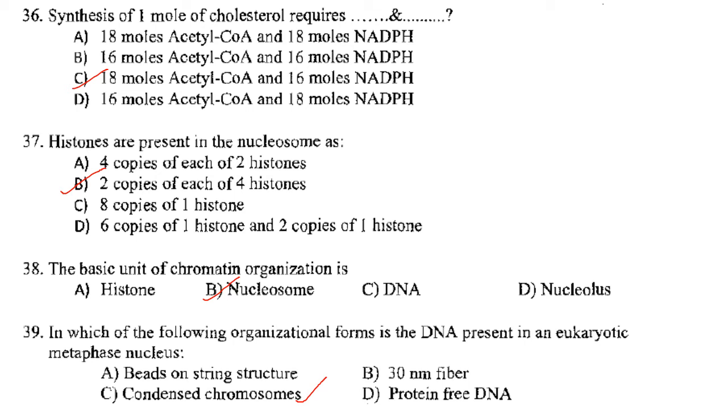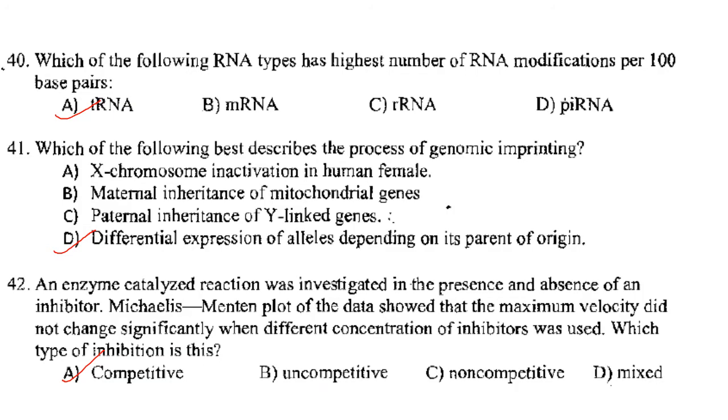Then histones are present in the nucleosomes as. They are found as 2 copies of each of 4 histones. Answer is option B. The next one. The basic unit of chromatin organization is. It is nucleosome. Answer is option B. In which of the following organizational forms is the DNA present in eukaryotic metaphase nucleus? It is found as condensed chromosomes. Answer is option C. Then, which of the following RNA types has the highest number of RNA modifications per 100 base pairs? So it is the tRNA type of RNA.